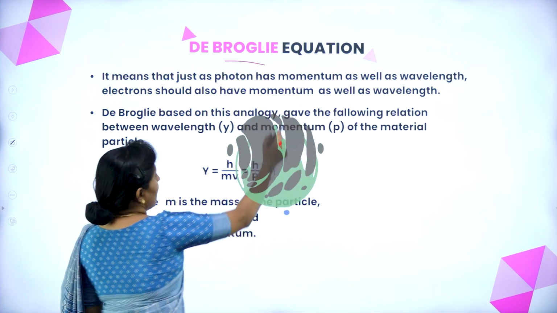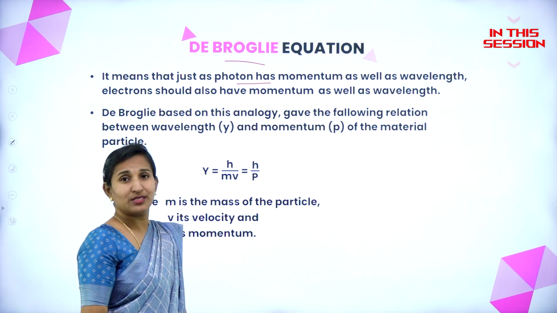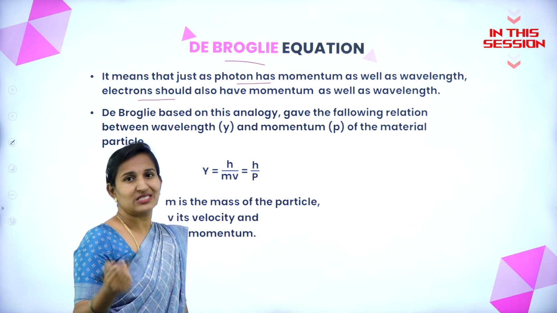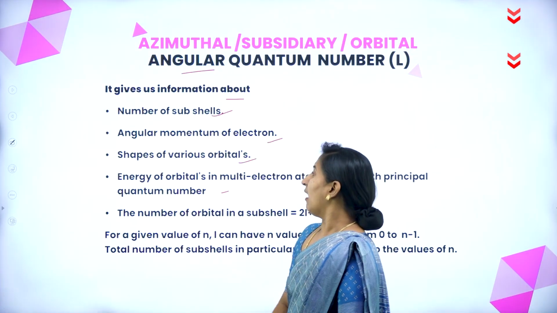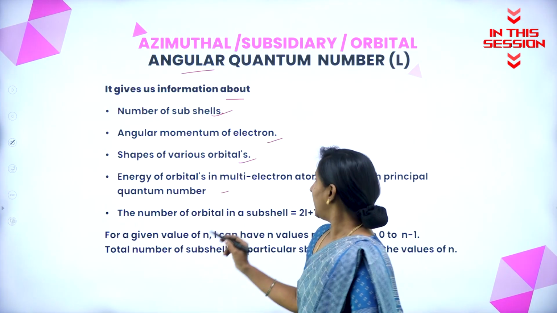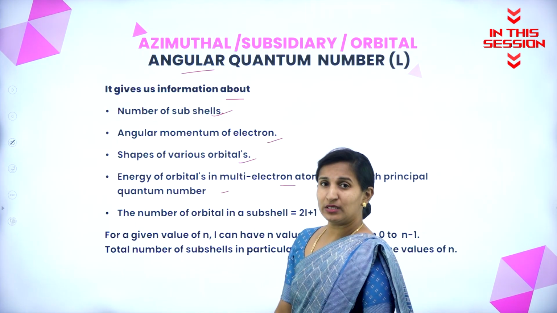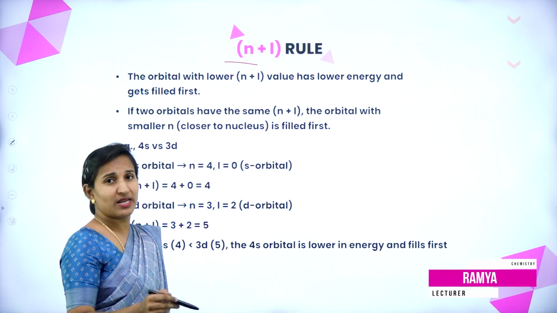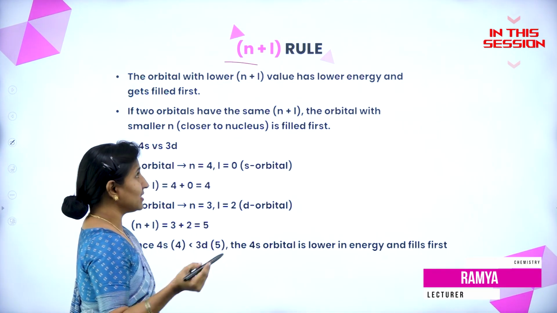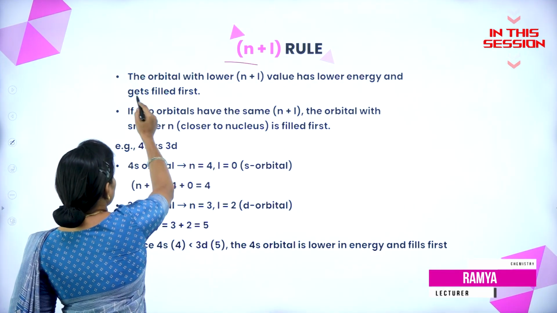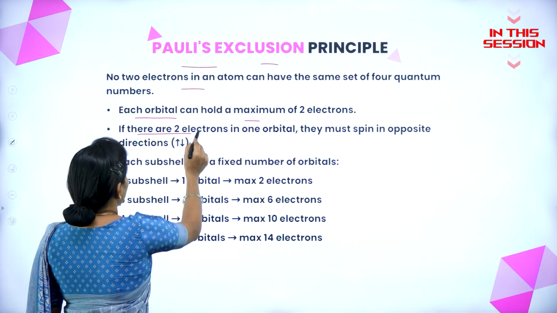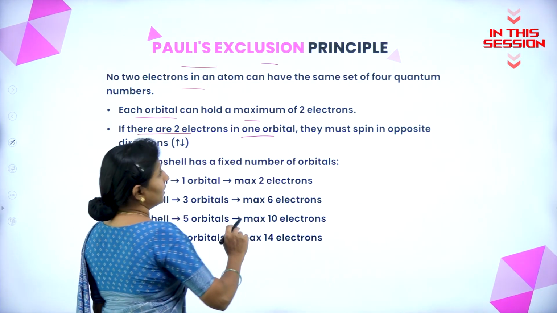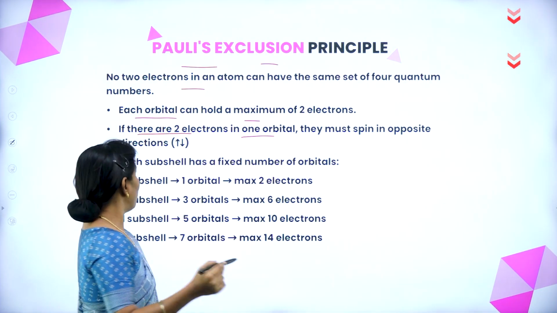Just as a photon has a momentum as well as wavelength, an electron should also have momentum as well as wavelength. The energy of orbitals in multi-electron atoms depends on the quantum numbers. The orbital with a lower n plus l value has a lower energy and gets filled first. If there are 2 electrons in one orbital, they must spin in opposite directions.